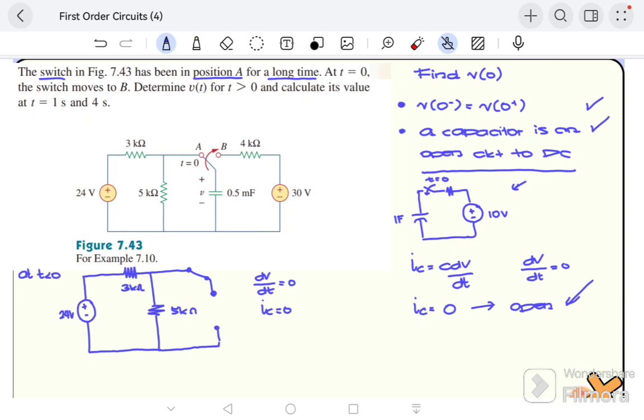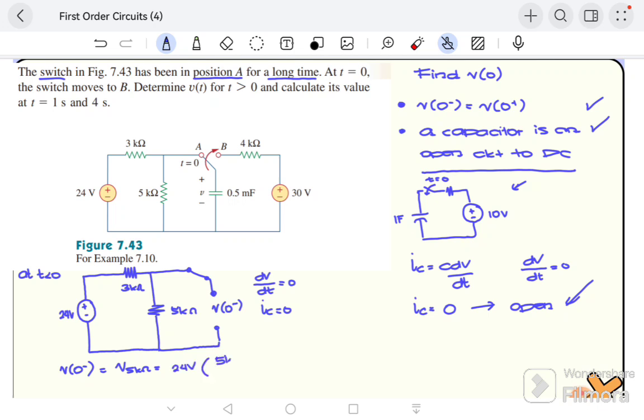And since IC equals C dV/dt, therefore IC equals 0 and we can replace the capacitor with an open circuit equivalent. Now, V0 minus, or the voltage of our capacitor at 0 minus. Therefore, by inspection, V0 minus is equal to the voltage across the 5 kilo ohms, which is, by voltage division, 24 volts.